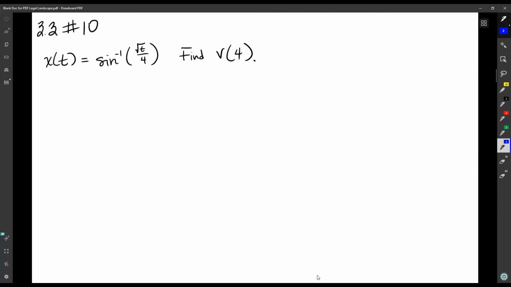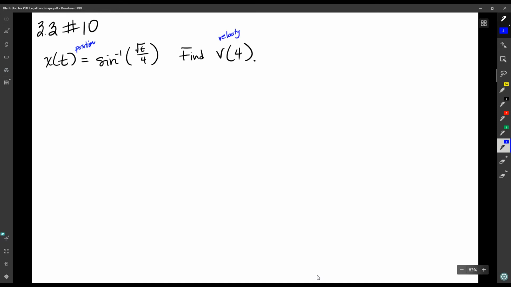All right, let's get started with number 10 from section 3.3. We have a position function, x of t is equal to the inverse sine of root t over 4. I'm going to make a note. This is position.